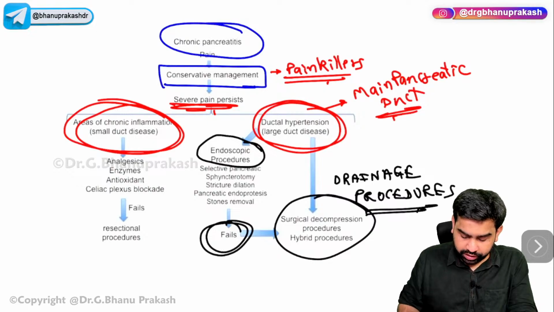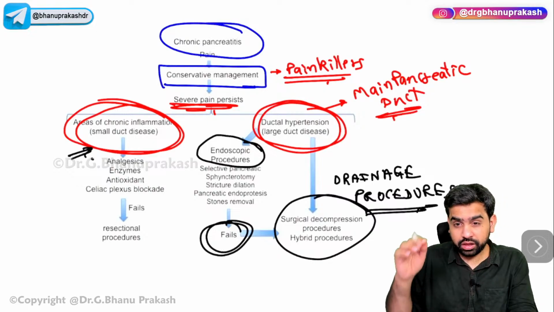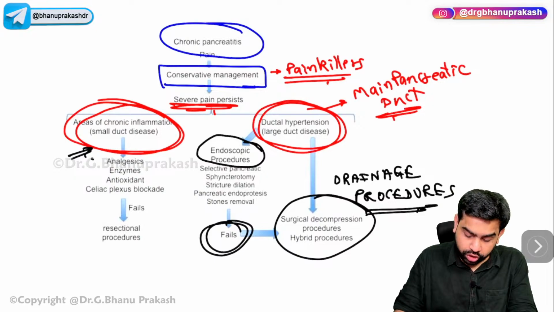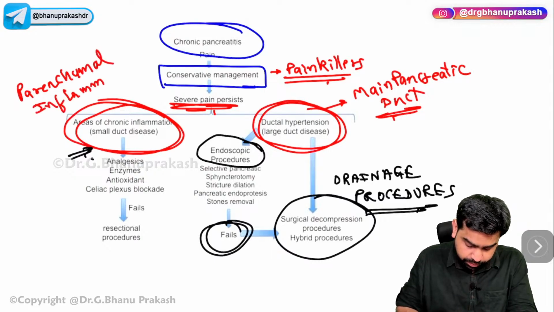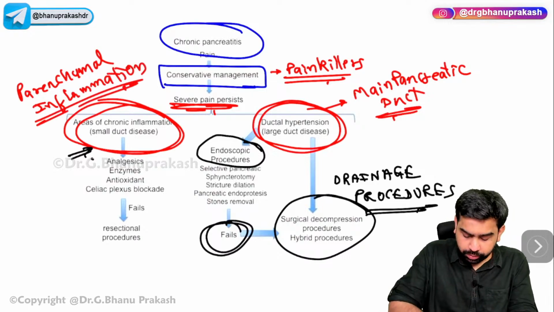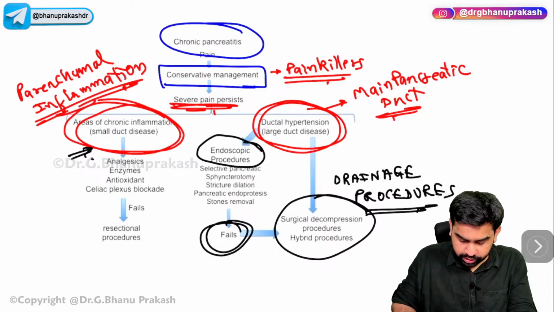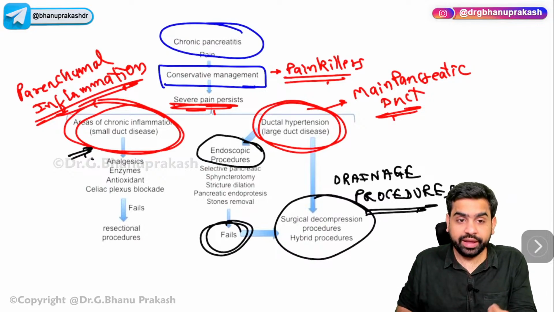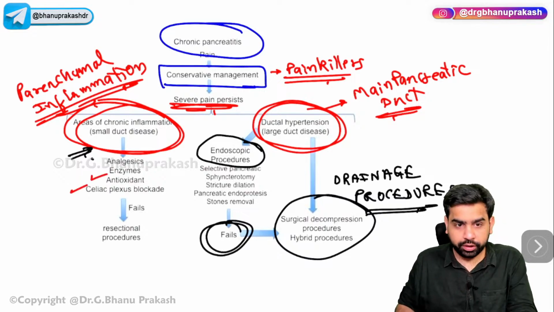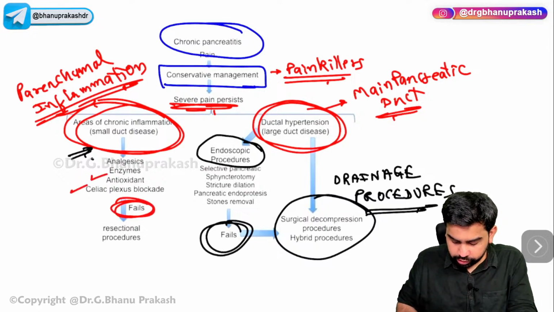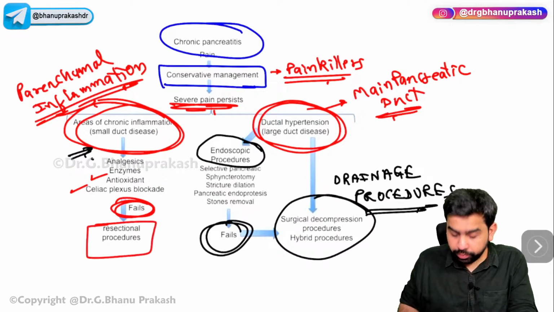But let's say there is a small duct disease. Small duct disease means that there is parenchymal inflammation. So what is the main problem? Patients are having a lot of parenchymal inflammation. Do you understand my point? If the predominant problem in these patients is the parenchymal inflammation, in that scenario, you give these patients antioxidants and the celiac plexus block and all this stuff. But if this fails, then you have to perform a resection procedure.